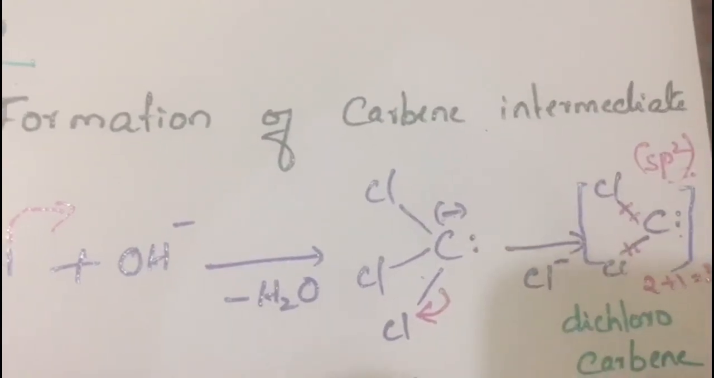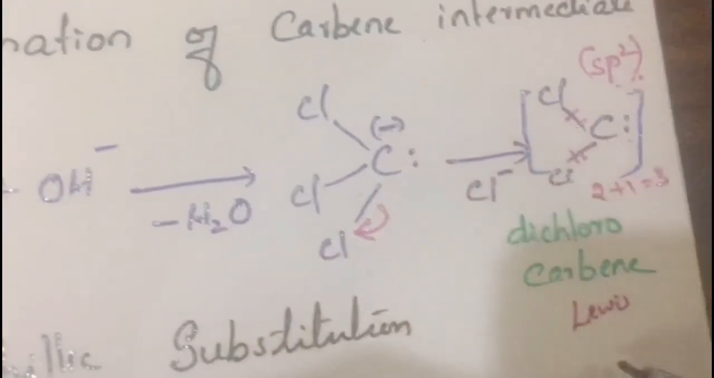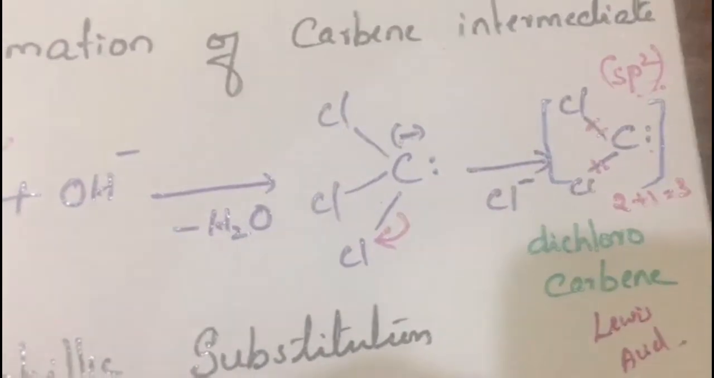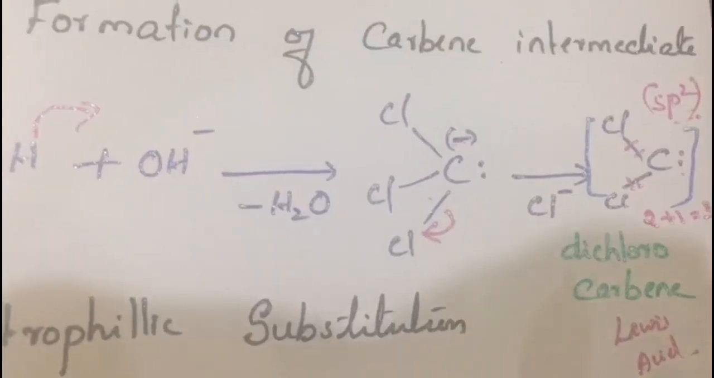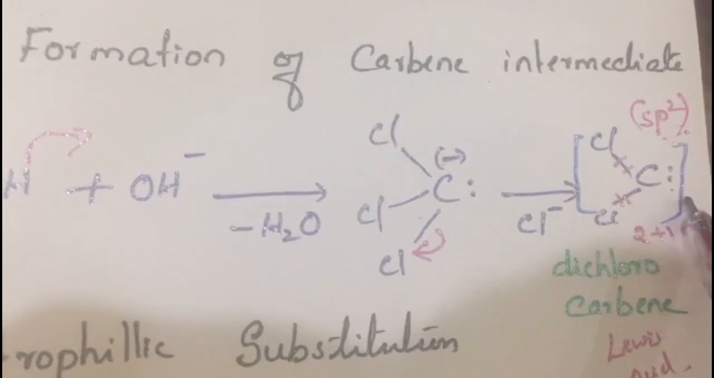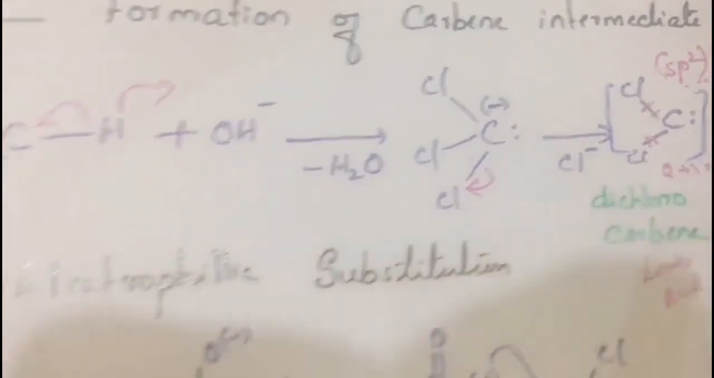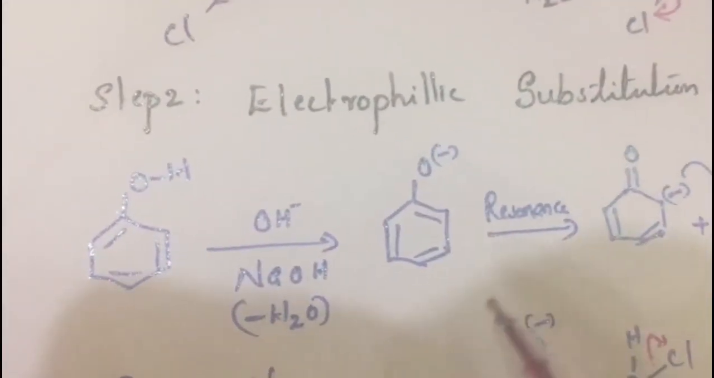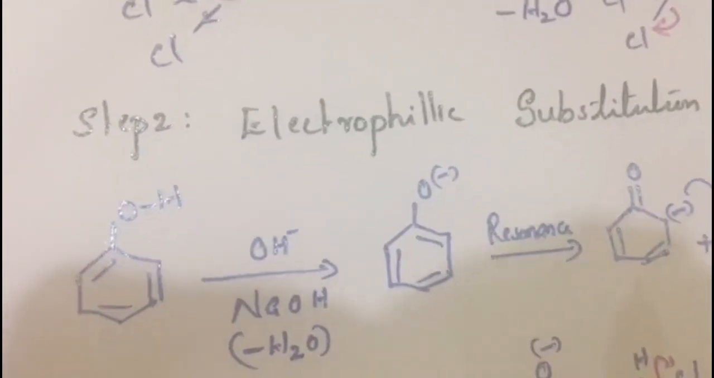So this is also known as Lewis acid. So this dichlorocarbene is our intermediate in the first step. Now the second step is step 2, electrophilic substitution reaction with sodium hydroxide.